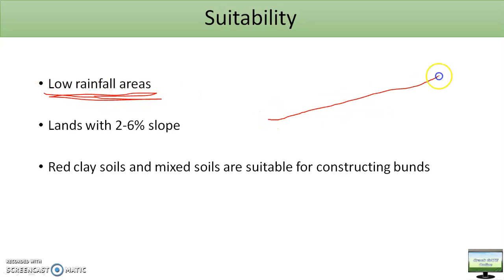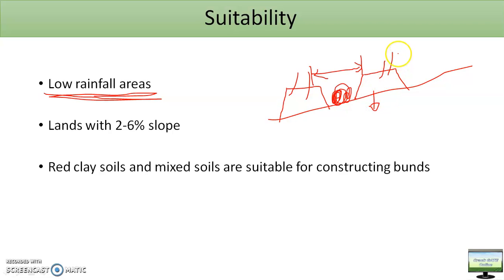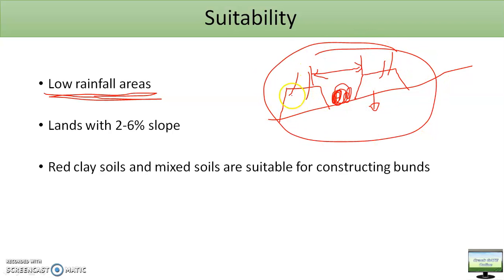If there is slope and rainfall is also very high, then the distance between two bunds matters, because basically you are trying to store the water in between these two bunds. If rainfall is very high, you have to reduce the distance between these two bunds, so you have to construct so many bunds for this condition. If bunds are too many, then the cost of construction will increase, and this will not be economical. So rainfall has to be low. Low means it has to be within 700 mm.